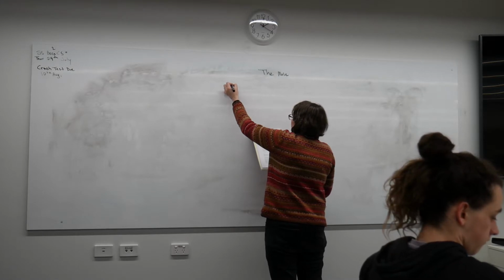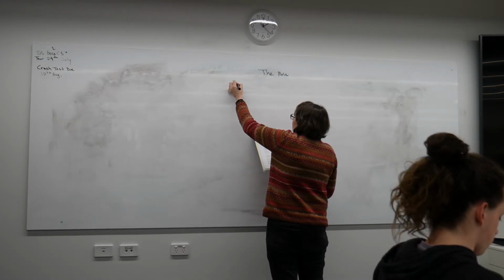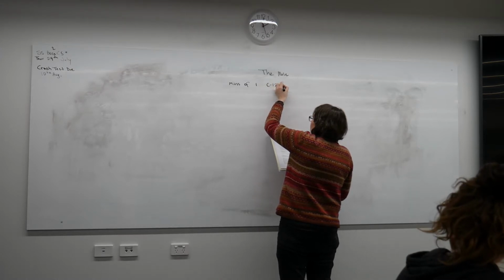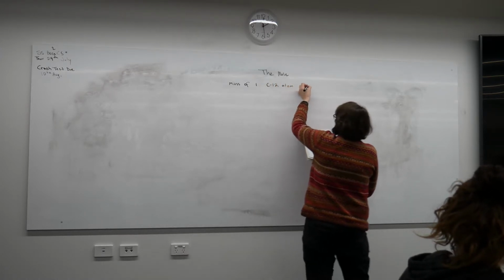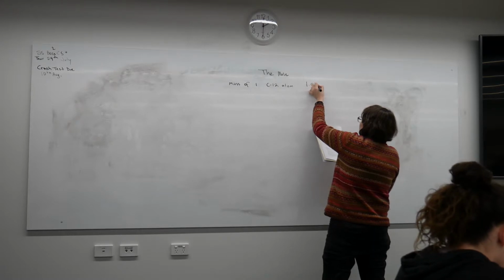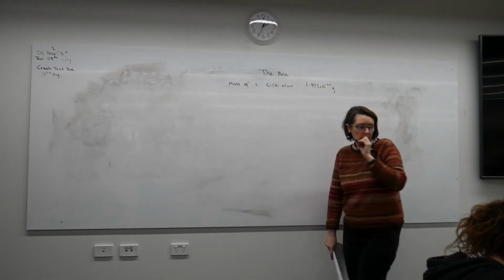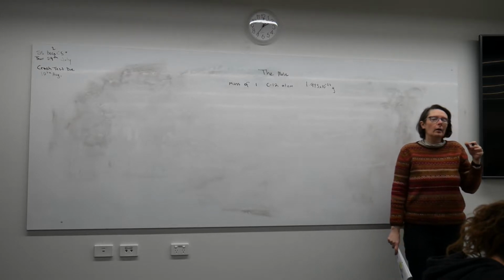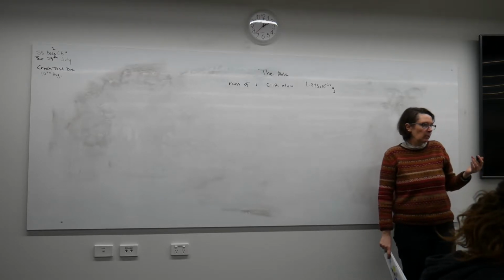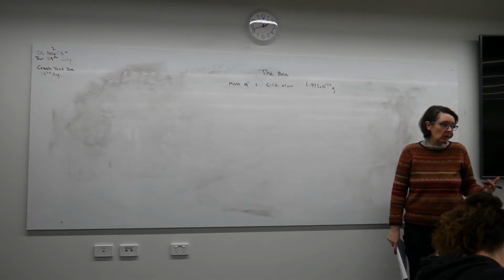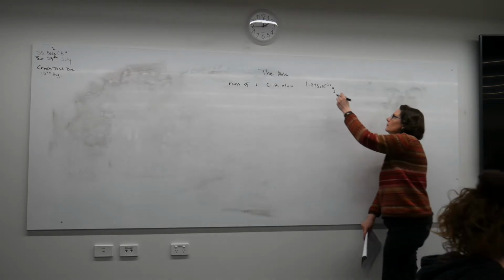Because if the mass of one carbon-12 atom is 1.993 times 10 to the minus 23 grams. Okay, so this was found experimentally. Somebody had to devise a way of measuring it. And this is a very, very small number.